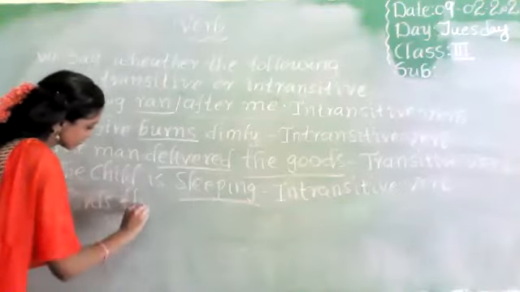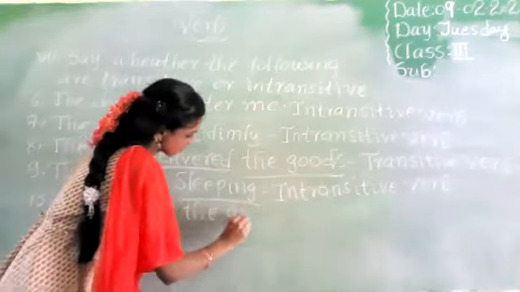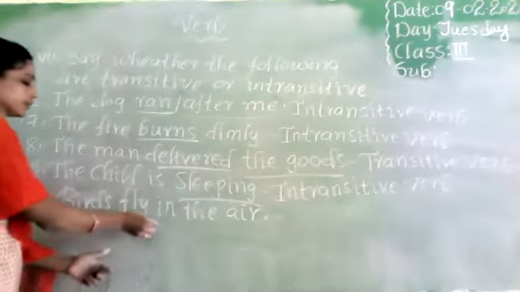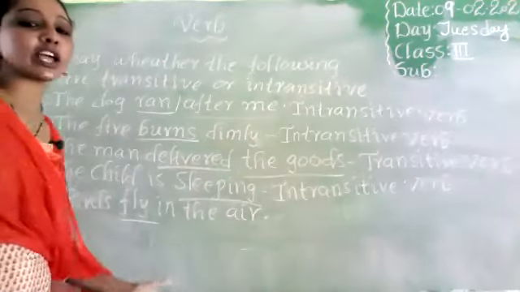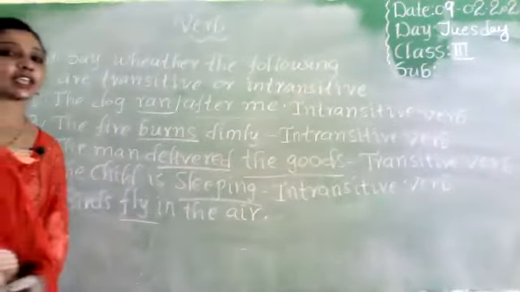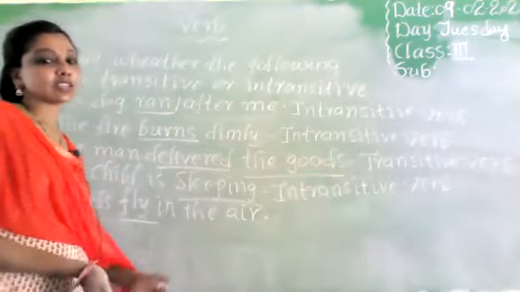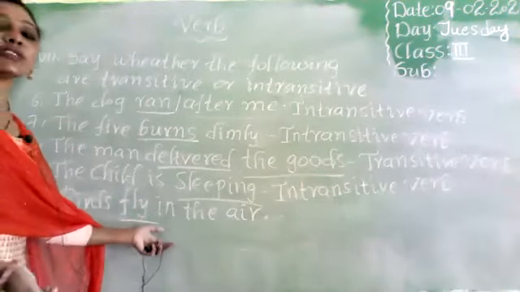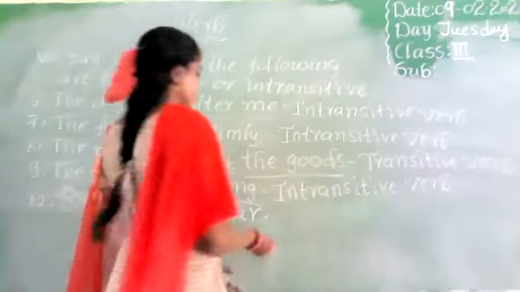Next, birds fly in the air. What is this? Fly. Birds fly means we can understand birds are flying. Here we needed an object? No. We do not need any object to complete its meaning. Birds fly means we can understand that. So such verbs are called intransitive verbs.